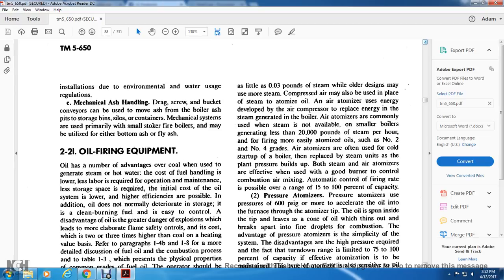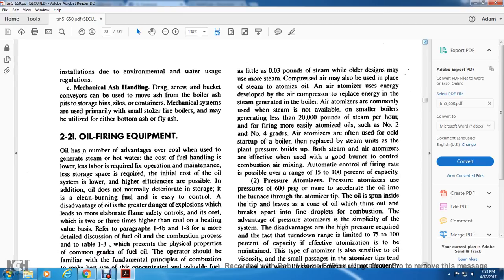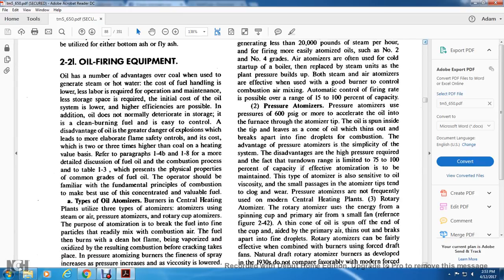Air atomizers use energy developed in an air compressor to replace the energy of the steam generated in the boiler. Air atomizers are commonly used where steam is not available, in small boilers generating less than 20,000 pounds of steam per hour. Before firing more easily atomized oils, such as number 2 and number 4 grades, air atomizers are often used to start up a boiler. They are replaced by the steam units as the plant pressure builds up. Both steam and air atomizers are effectively used with good control of the combustion air mixing and automatic control of the firing rate, and are possible over a range of 15% to 100% capacity.